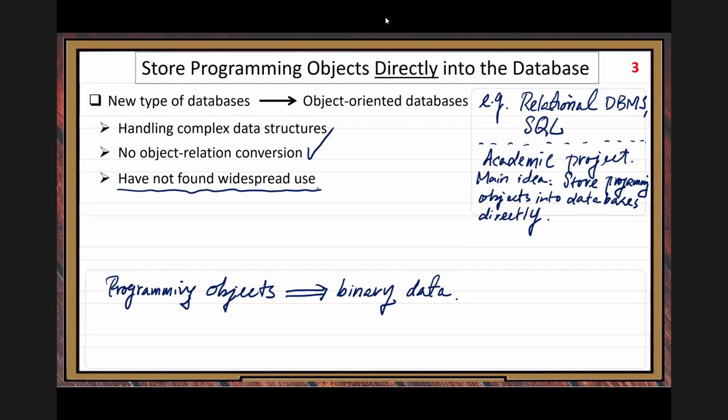The reason we still talk about this idea is that, although not successful, it inspired another idea that is successful. So another idea tries to solve this binary data problem.